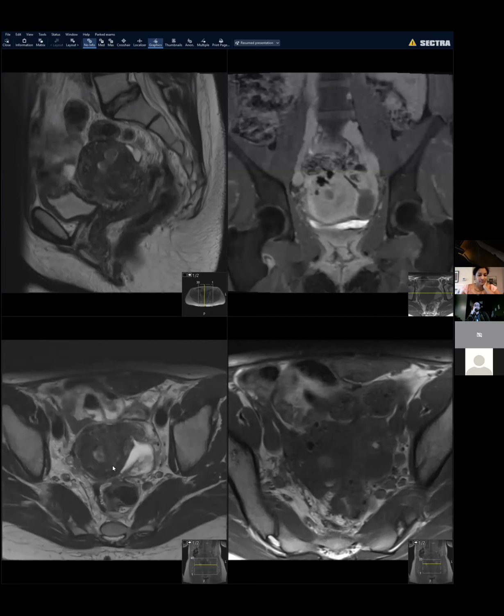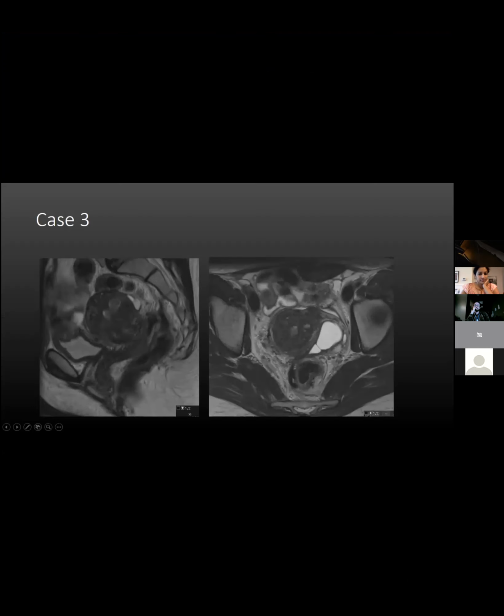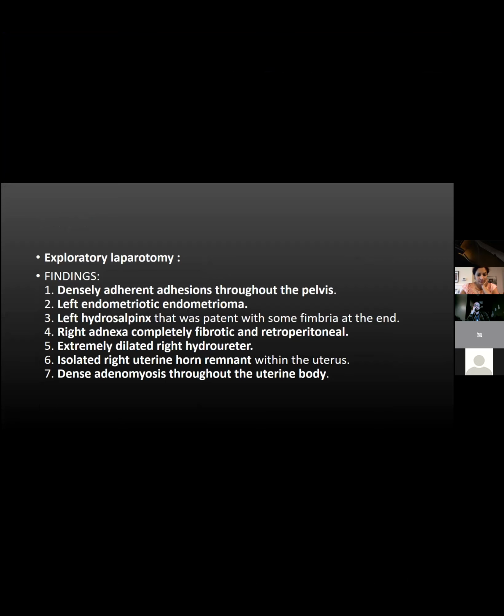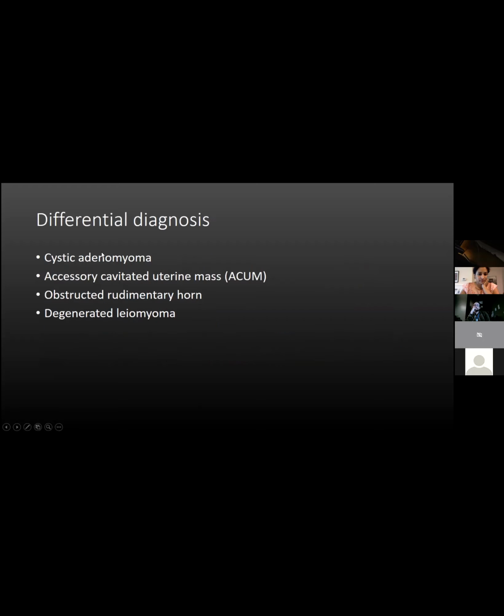A more specific name for this would be cystic adenomyoma. I'll move on to my presentation here. So the differentials: she has known endometriosis, and there was a history of surgery where they were saying that they had resected a remnant uterine horn on the right side. This was the op note on this patient, where they said excision of right aspect of uterus and right uterine horn with debulking of endometriosis. So based on that, the differential that we were considering is cystic adenomyoma.